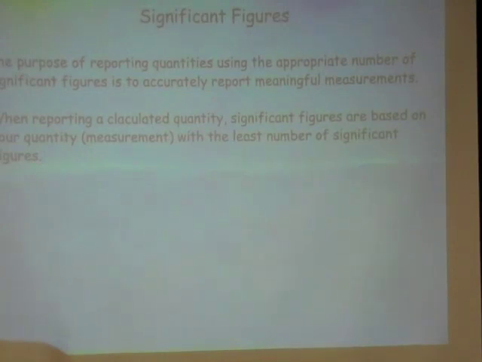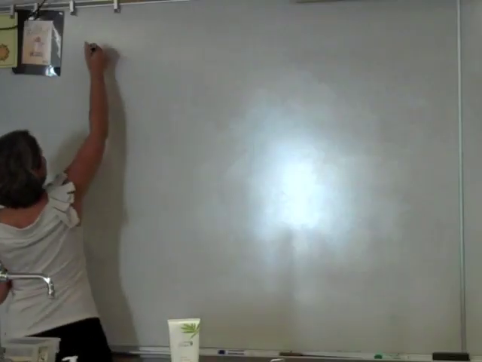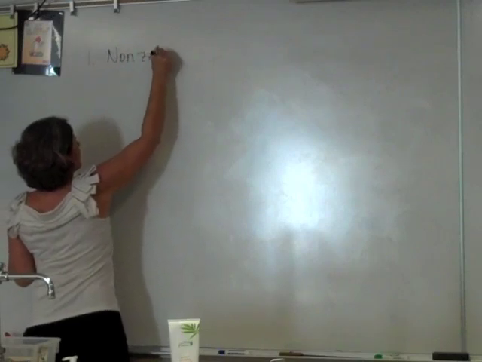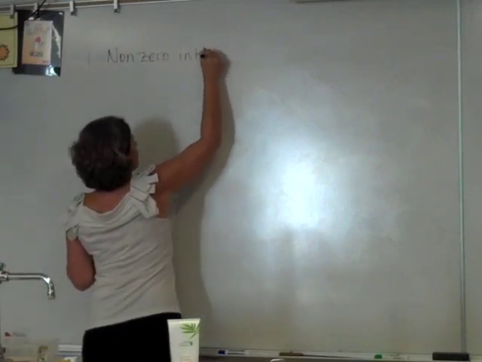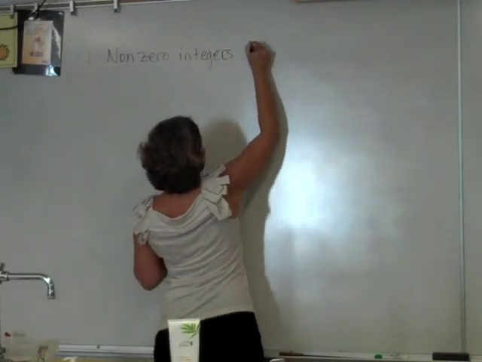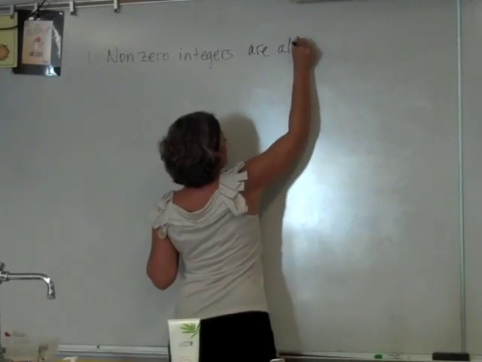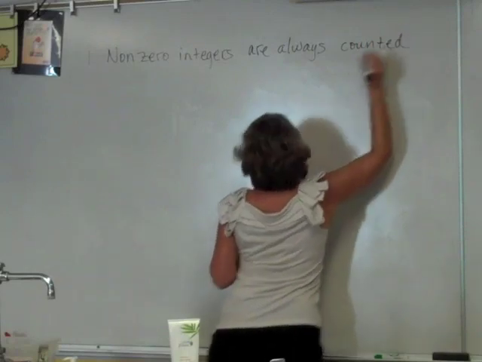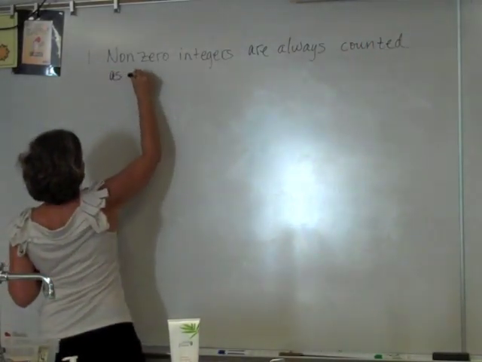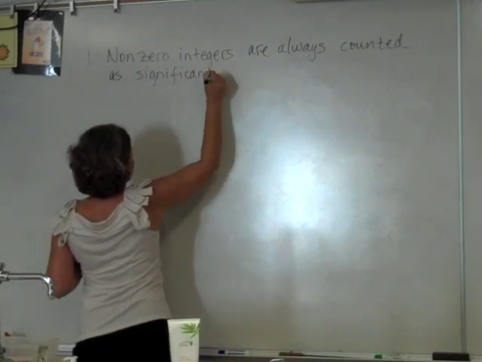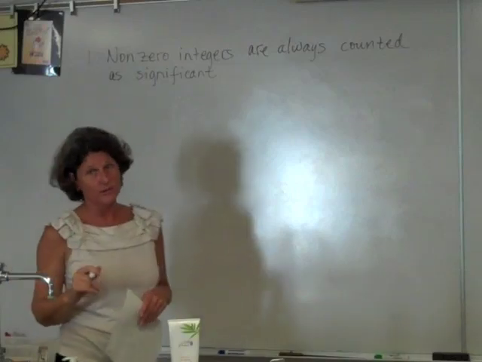Alright, so let's look at these things. Number one, non-zero integers are always counted as significant. Integers other than 0.